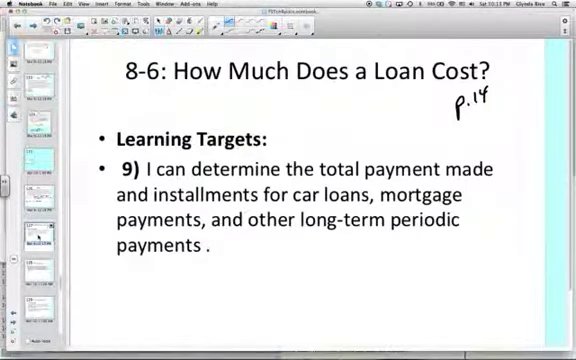So that was a quick lesson. How much does a loan cost? You figured out how to make monthly payments, how to calculate the whole installment thing, how much interest you have to pay, and all such. Makes you much wiser in money. Moral of the story, don't borrow money unless you have to. Alright, quick lesson. I'll do 8.6 on a separate video.